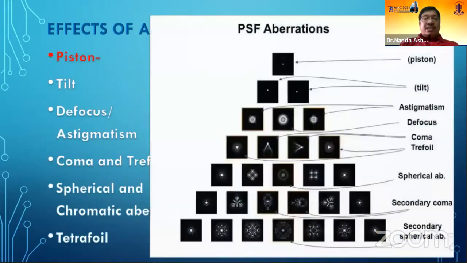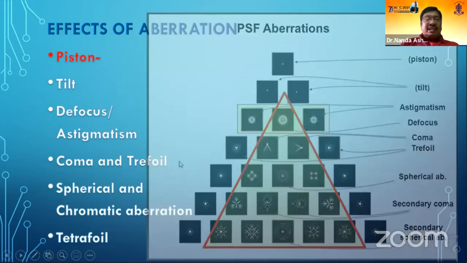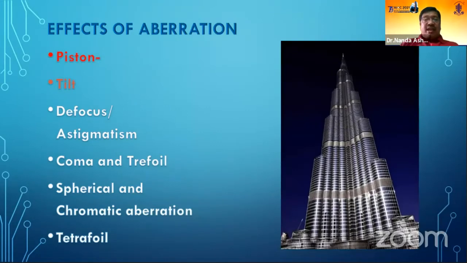So what is a piston? Piston, tilt, as I said, when you look at the point spread function, the focus is like a point here. But the point spread function in all other aberrations is more spread, especially if you look at the central triangle, the point spread function is worse. So let's understand what is tilt. It is a physiological aberration where the nearby objects appear bigger and the further objects appear smaller.